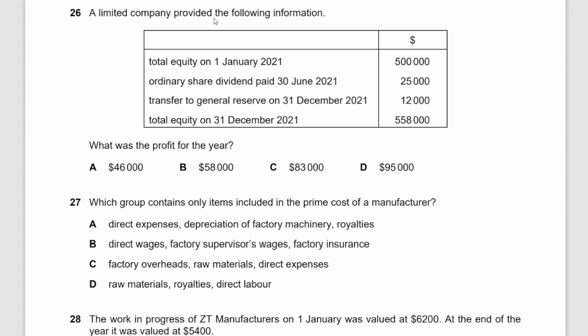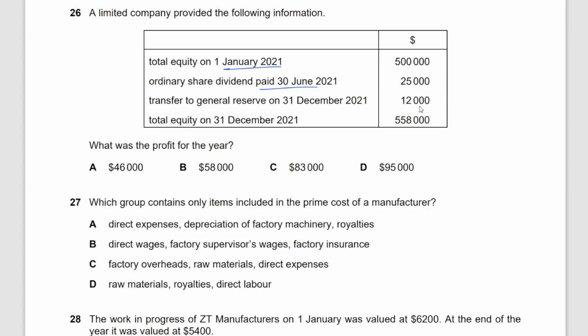A limited company provided the following information. What was the profit for the year? Total equity, we have the opening equity, ordinary share dividend paid 30th June, so that's, I guess, an interim dividend. Yeah, that's during the year. Transfer to general reserve, total equity at the end. And what must be the profit for the year? Okay, interesting. Let's see.